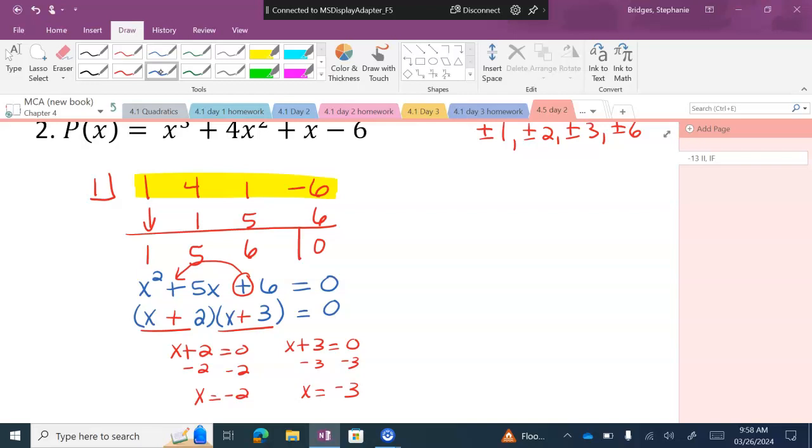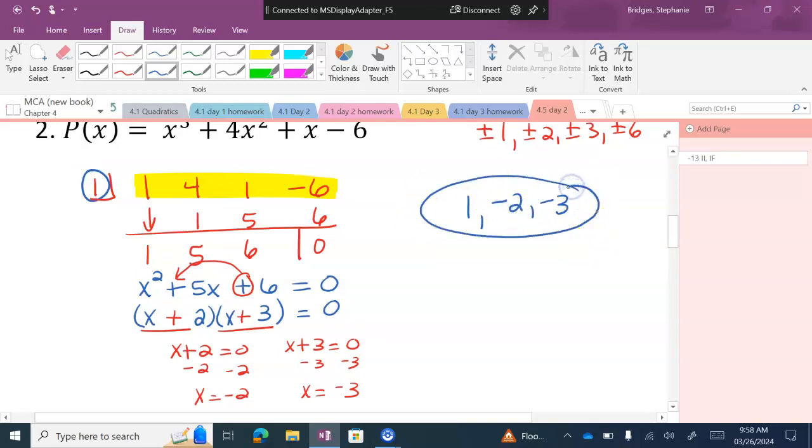3. And the reason I keep saying this is because it seems every year we do this on the test, people forget about the answer that they got with synthetic division and they only give me the result of the quadratic. Okay, so don't forget the one that you got first. What was the first answer we got? 1, okay, because that's one there. And then what were the other two answers? -2 and -3 for a total of 3 answers.